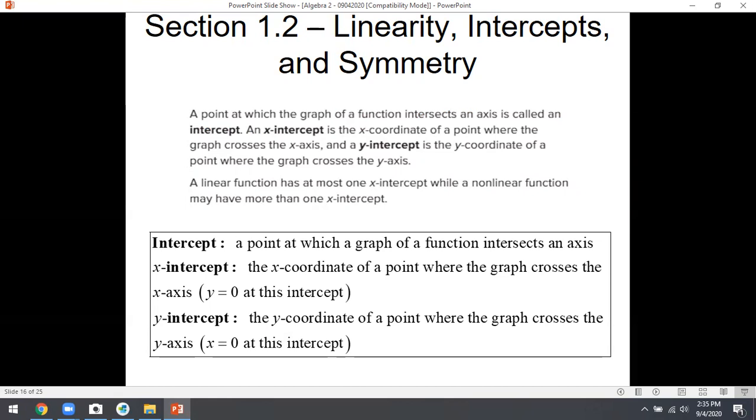You want to find an x-intercept, the thing that guides you is that y is 0 there. And if you want to find a y-intercept, the thing that should guide you is x is 0. Why? Well, we'll throw a graph up on the board in a second and see why.